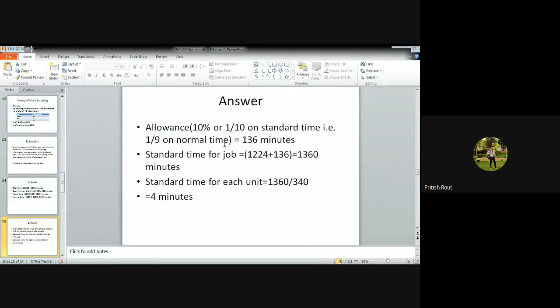So what is the formula for standard time for the job? Normal time plus your allowances. Okay, sir. But previously we were multiplying the AF factor. But here you are not multiplying, you are just adding the allowances in case of minutes or in case of units. Do not compare with the previous one.